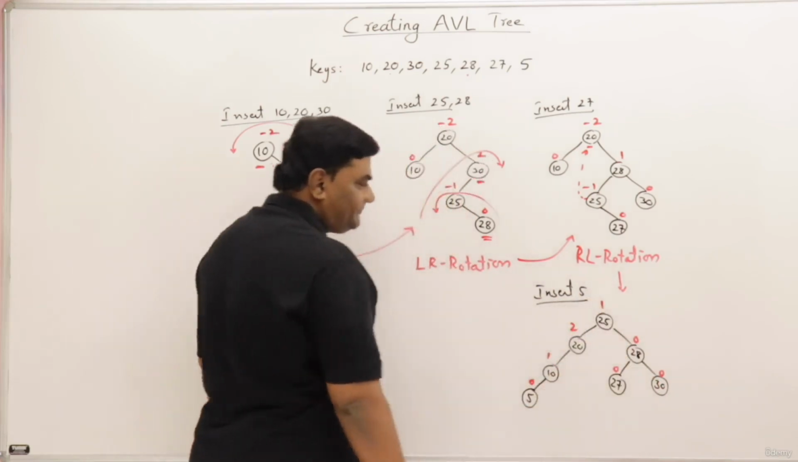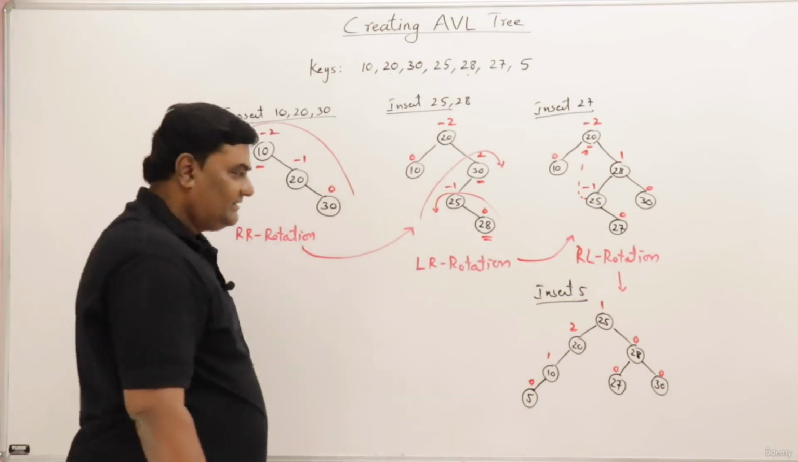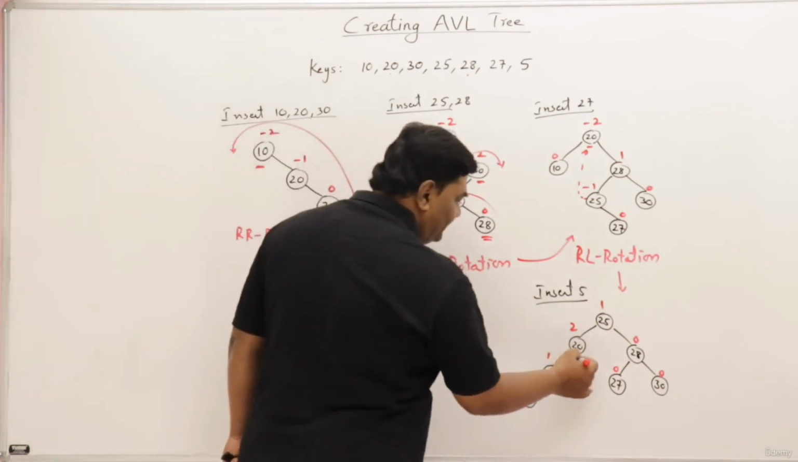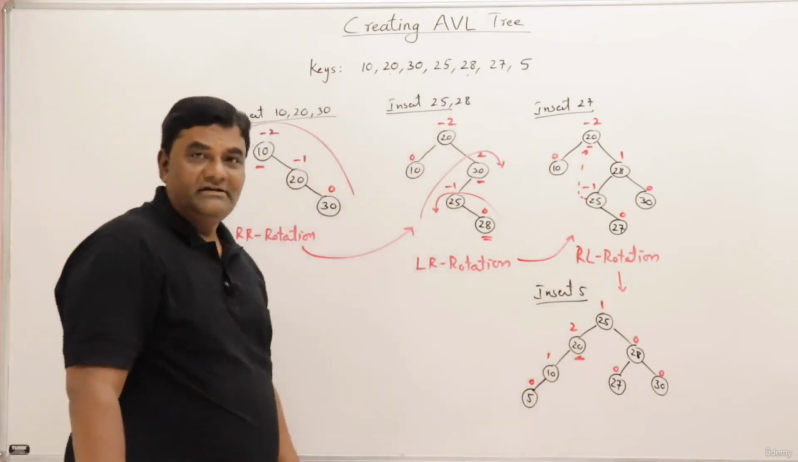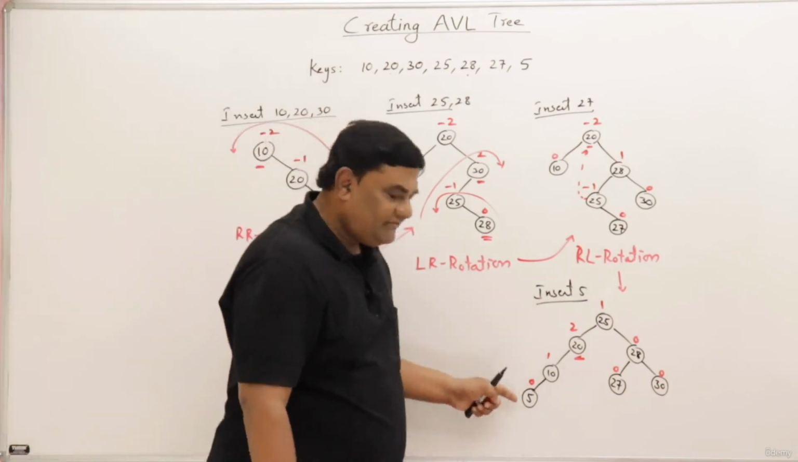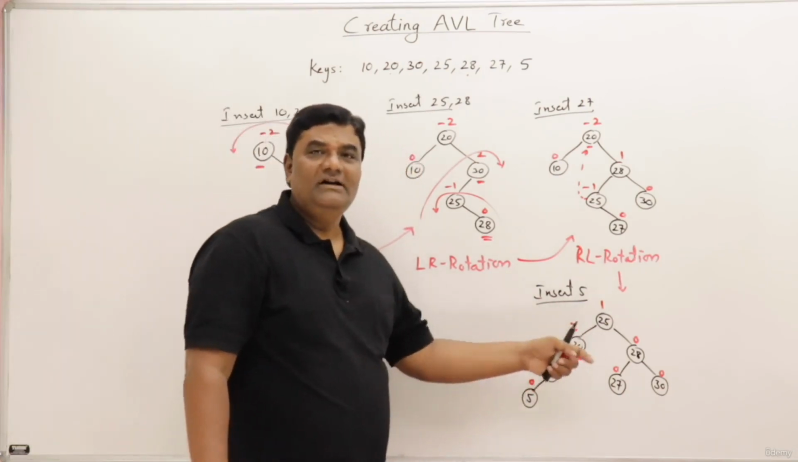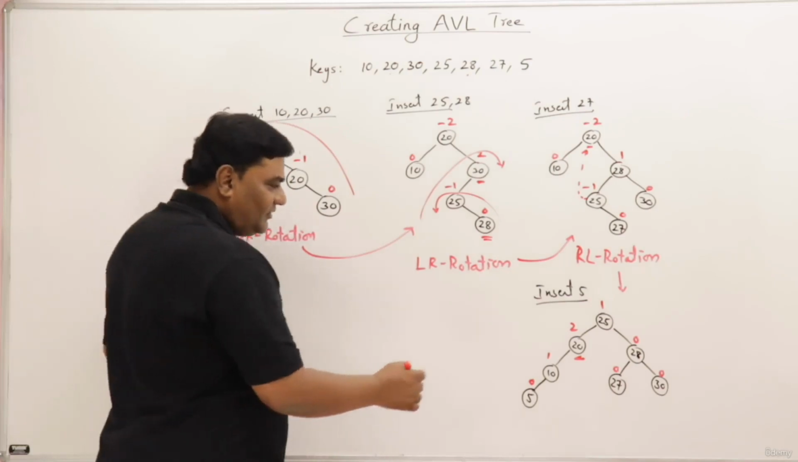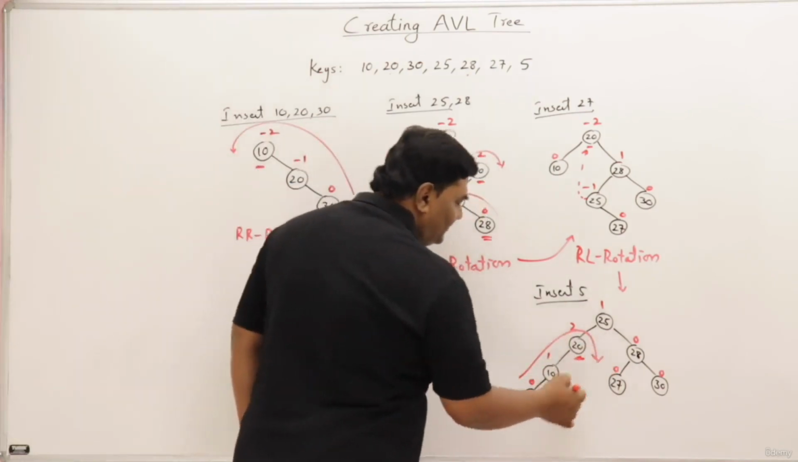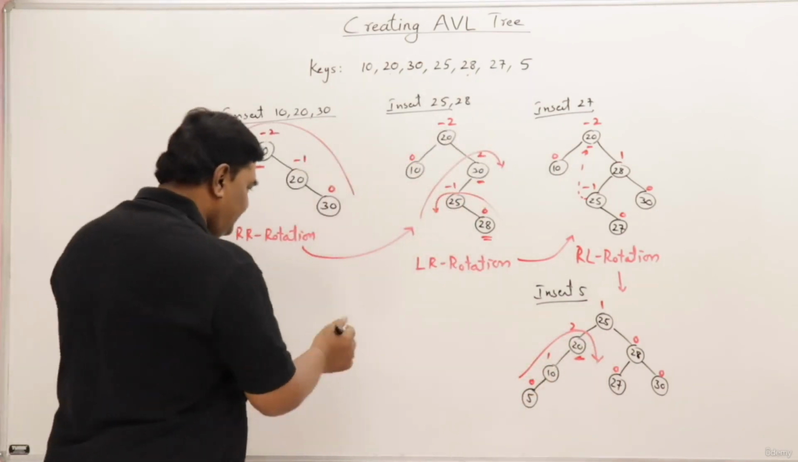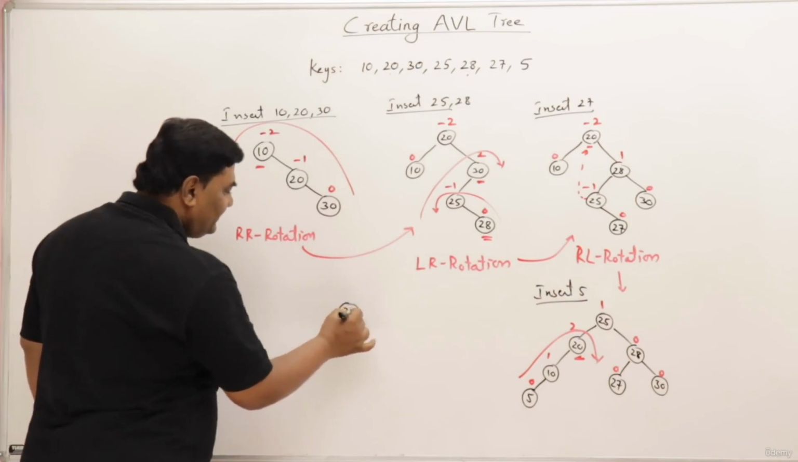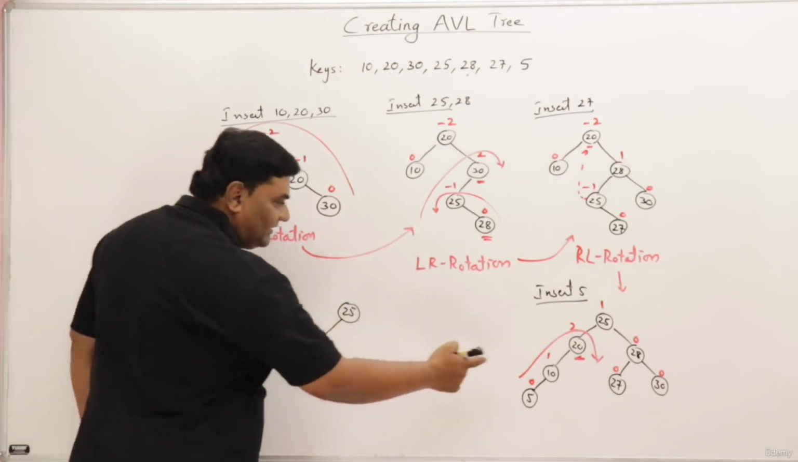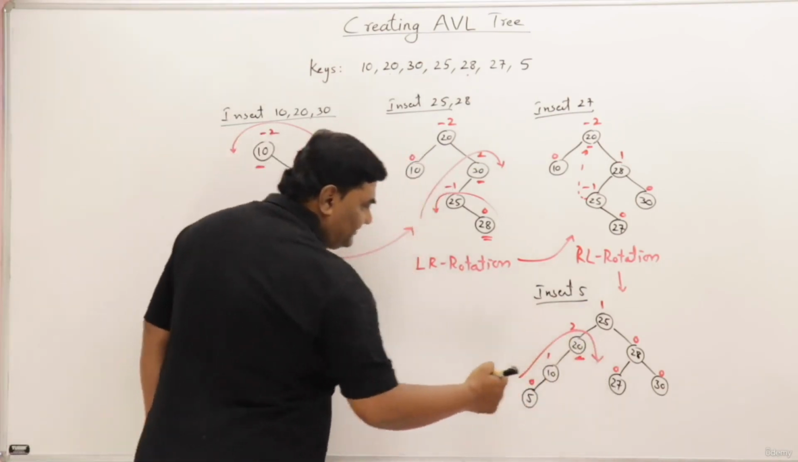So this becomes 1. So who became imbalanced? This node became imbalanced. Right? Insertion is done on which side? Left of left. So perform LL rotation. So if I perform LL rotation around this node, then what will be the resultant tree? This is 25 here. This will move up and this will come on the right hand side.